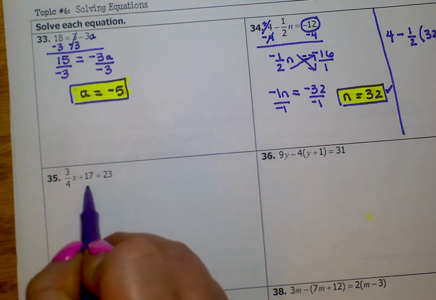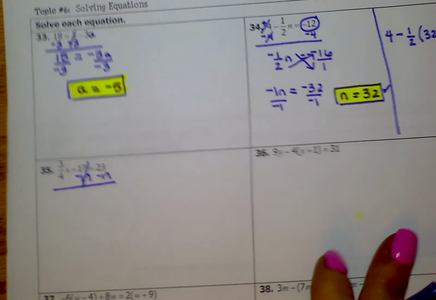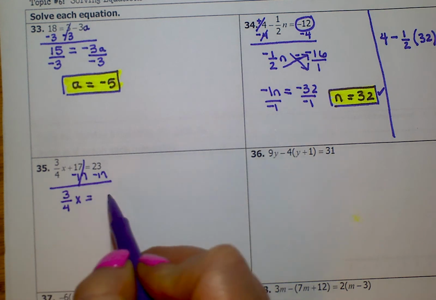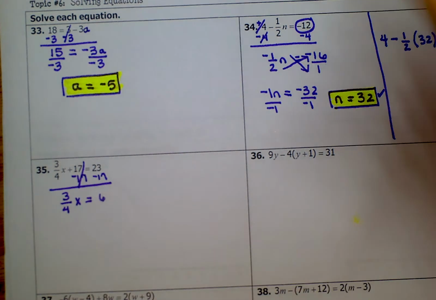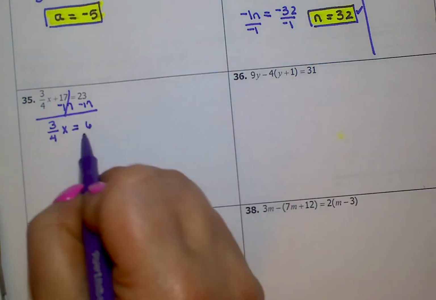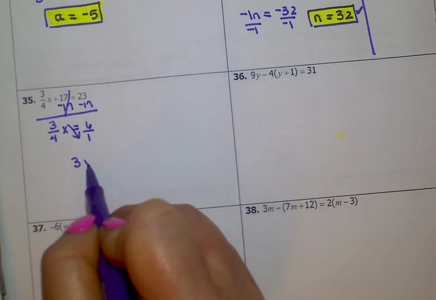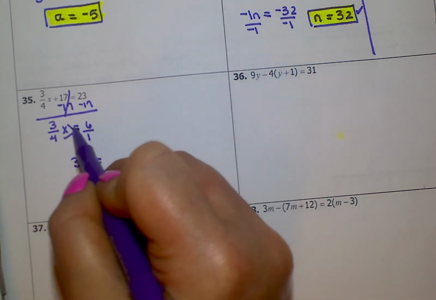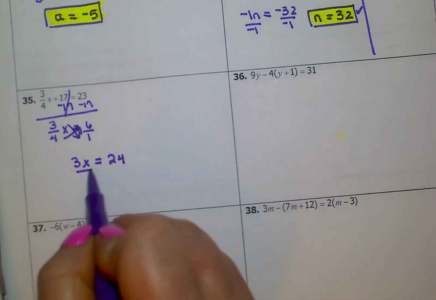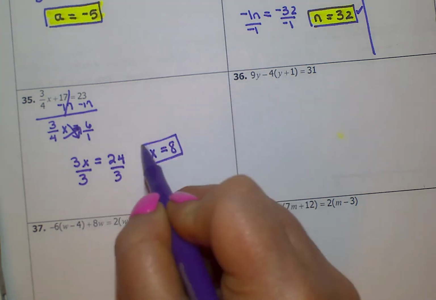Okay, number 35. I'm going to subtract 17. I get 3/4 x equals 6. Put a 1 up under and cross multiply. 3x times 1 is 3x. 4 times 6 is 24. Divide by 3, and x is equal to 8.